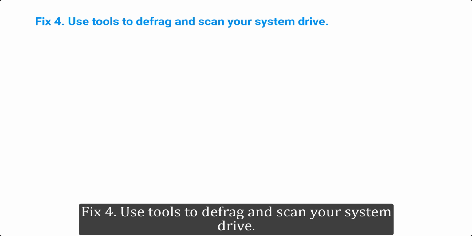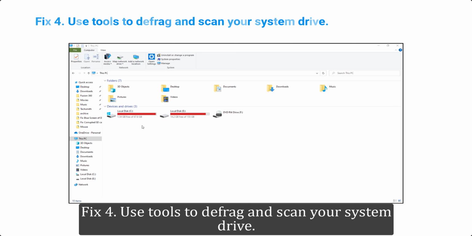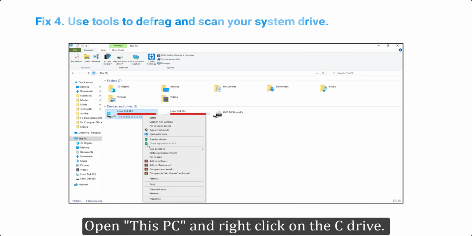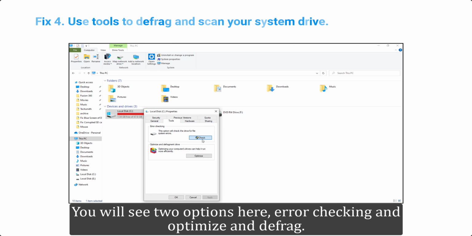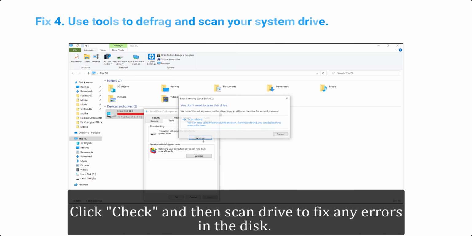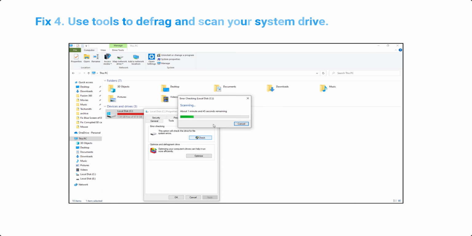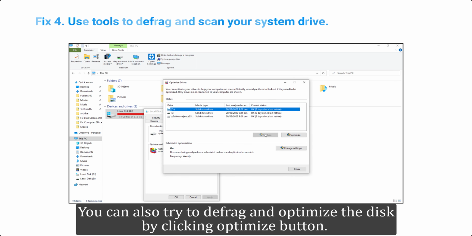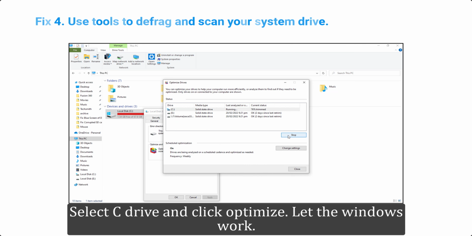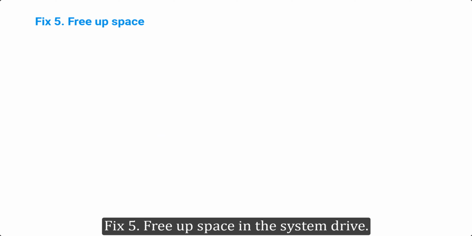Fix 4. Use tools to defrag and scan your system drive. Open This PC and right-click on the C drive. Click Properties and then Tools. You will see two options here, Error Checking and Optimize and Defrag. Click Check and then Scan Drive to fix any errors in the disk. You can also try to defrag and optimize the disk by clicking the Optimize button. Select C drive and click Optimize. Let Windows work.